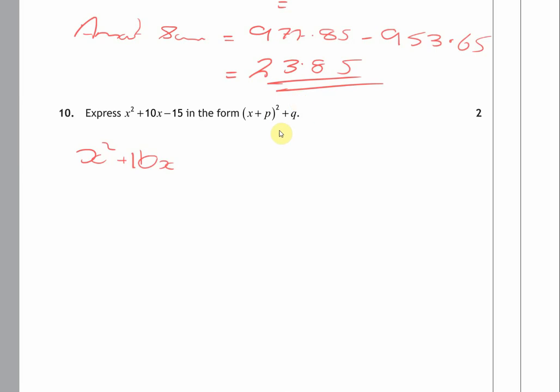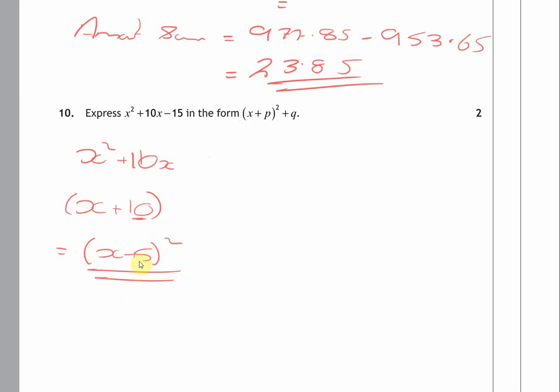So we can see that in the final answer, we don't have an x squared, we just have an x, and the value here doesn't contain an x. So what we need to do is cancel out one of the x's, i.e. we divide by x. So this becomes x plus 10. Now we need to half this value and then square the bracket. So we'll have x plus 5 squared.